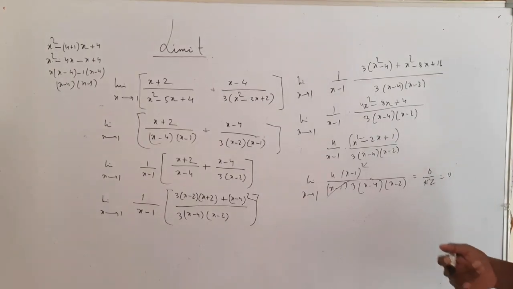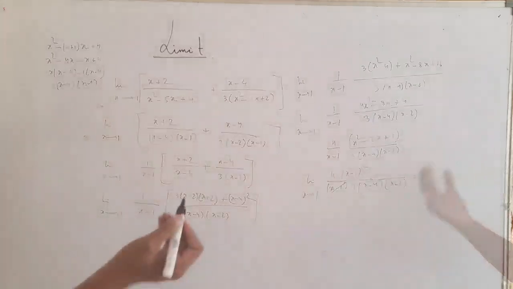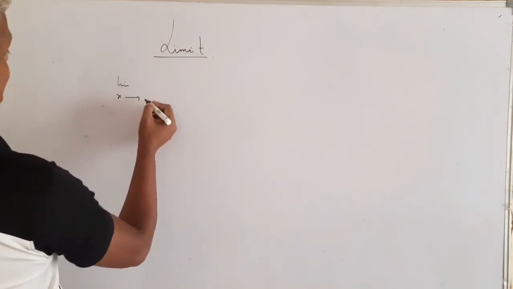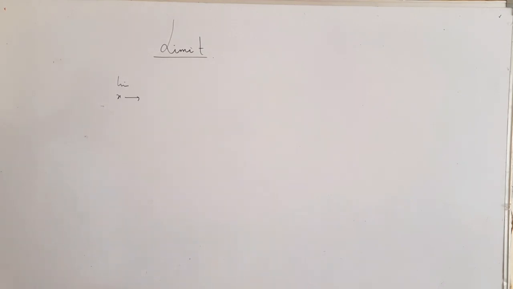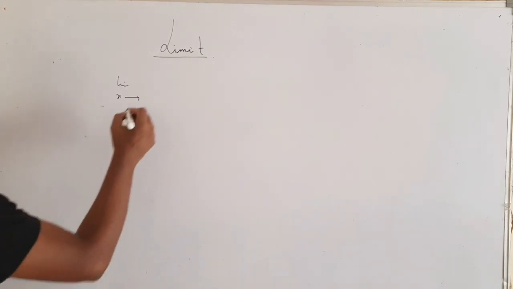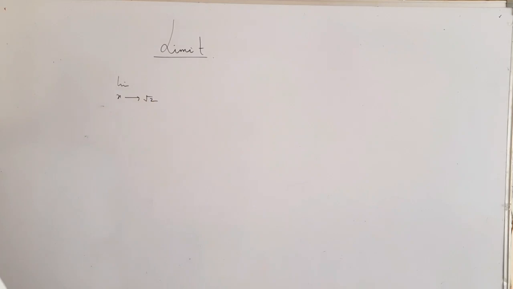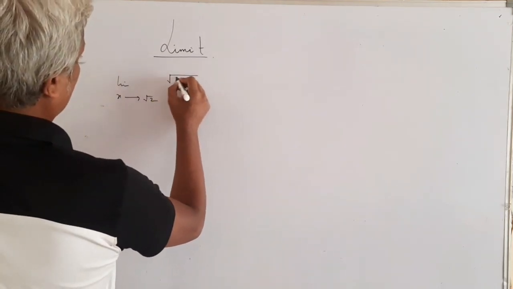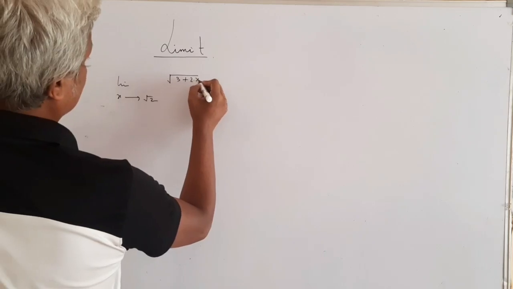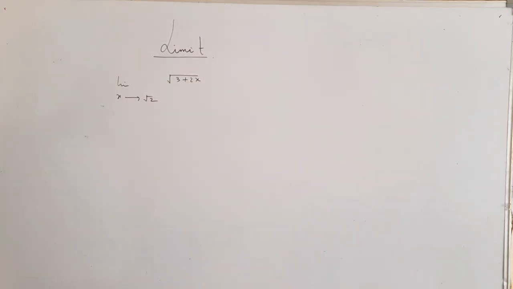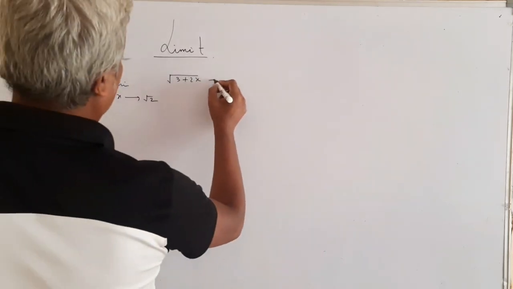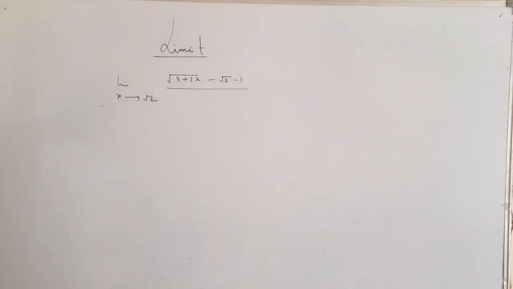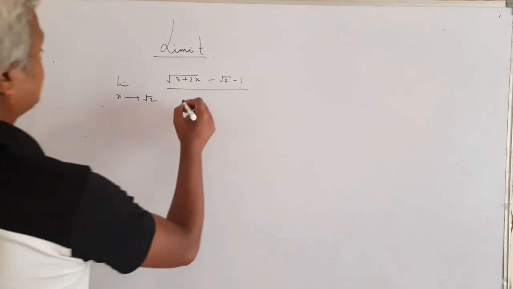Now I'll try to elaborate with another example. So now I take another example. This is also from the IIT in the past, a question from the 90s. This is limit x tends to root 2, and the fraction is root 3 plus 2x, minus root 2 minus 1, upon x square minus 2.